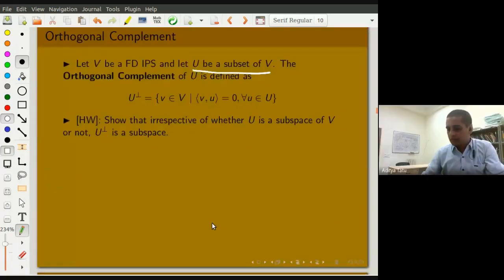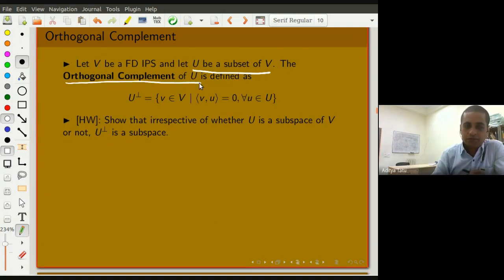Right. So we were looking at any arbitrary subset U of an inner product space V. For this U, we define its orthogonal complement as the set of vectors in my vector space V which are orthogonal to each and every vector u of my subset capital U.